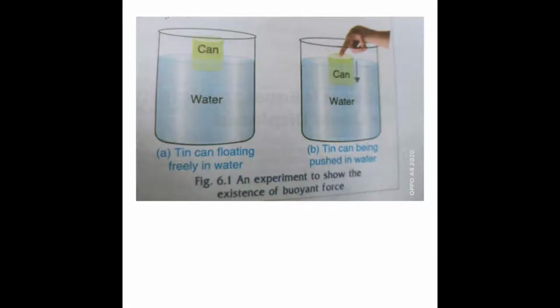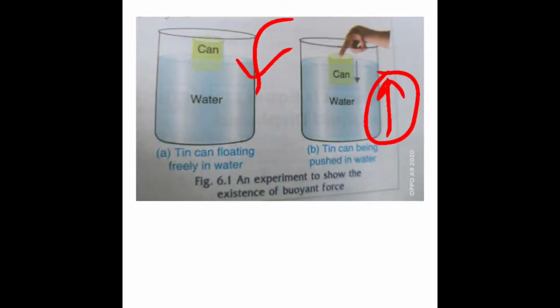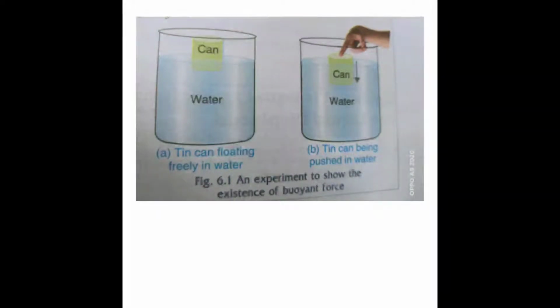Now you see on your screen I have taken two vessels. You can consider vessel A and vessel B, right? In vessel A I'm trying to push a can, or immerse a can, inside the water. While doing so, I experience a force in the upward direction. That means the can tries to come up. This upward force is considered to be upthrust.